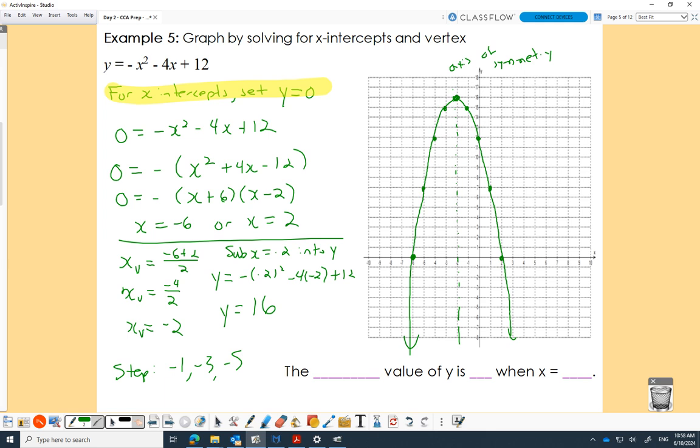And then this final sentence: the blank value of y is blank when x equals what? What are they talking about there? Oh yeah, there's often this sentence at the end. I don't think I would leave it this vague on your culminating. I'd say I'm looking for the word maximum or minimum here. The maximum value of y is 16 when x is negative 2.